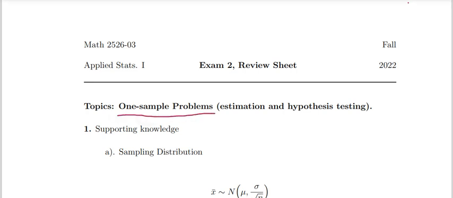So once we have one sample of data, what can we do? Usually we can do two things. One thing is estimation, and the other is hypothesis testing. So we just have these two kinds of problem: estimation and hypothesis testing. The foundation is the sampling distribution.